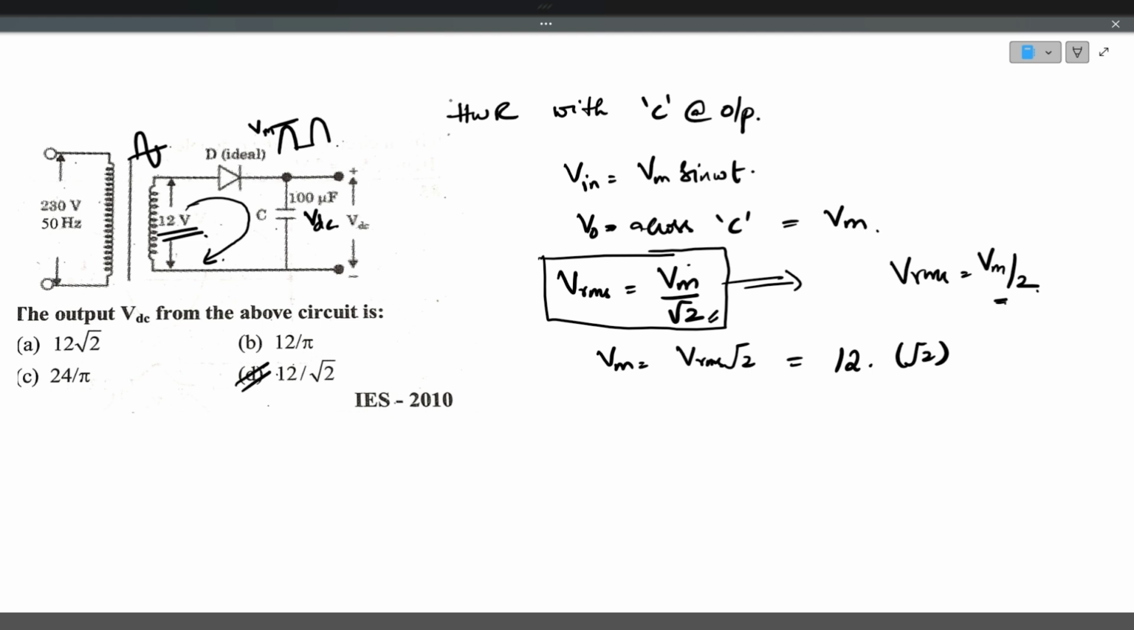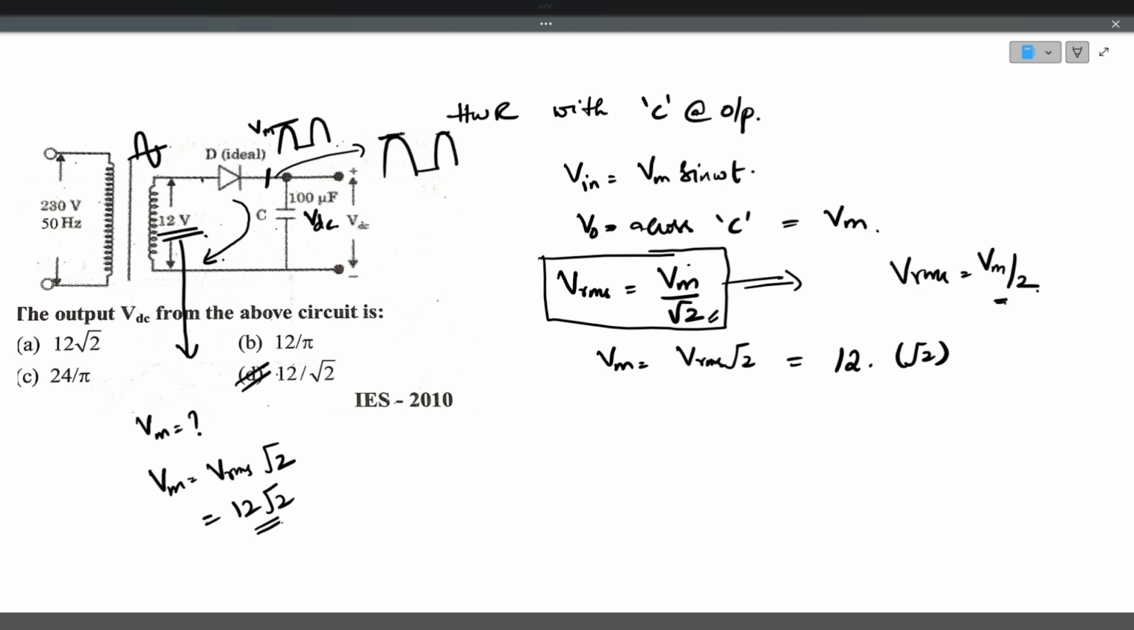Across this secondary winding, what is the maximum voltage? We need to find out. That maximum voltage can be written as Vrms root 2. Here we are finding 12 root 2 as the maximum voltage. That maximum voltage only will come at the output of the diode, so that particular value will be stored in the capacitor. So that's why we are finding V maximum using this, not this.